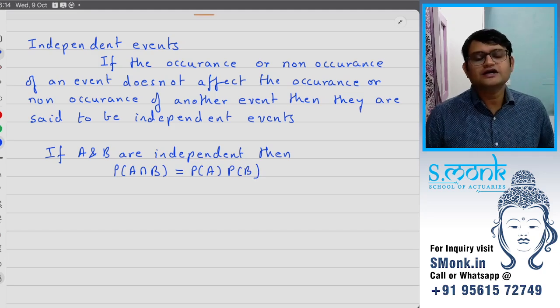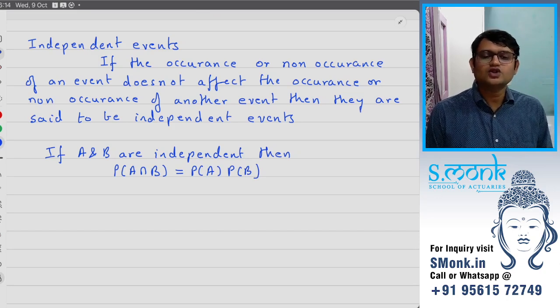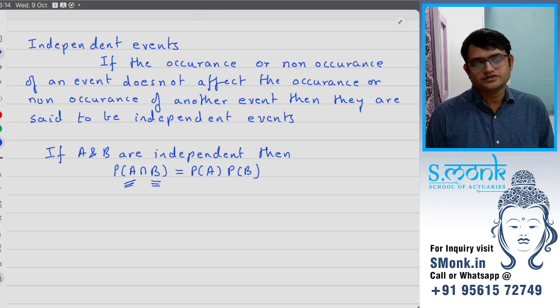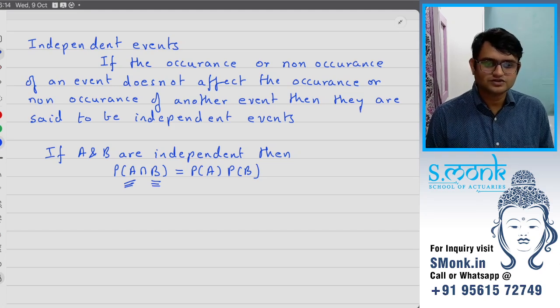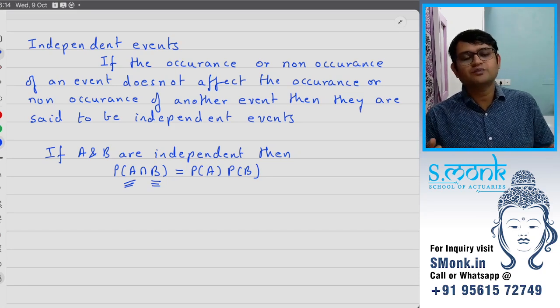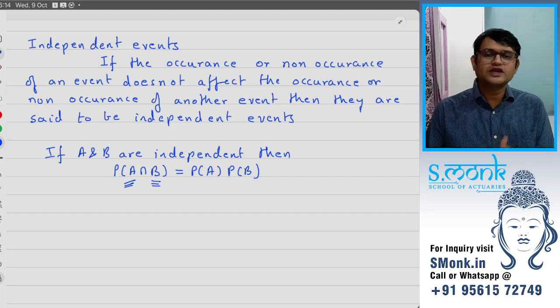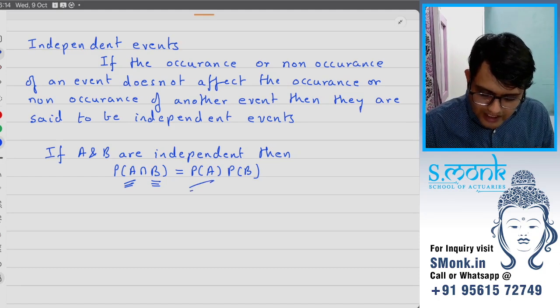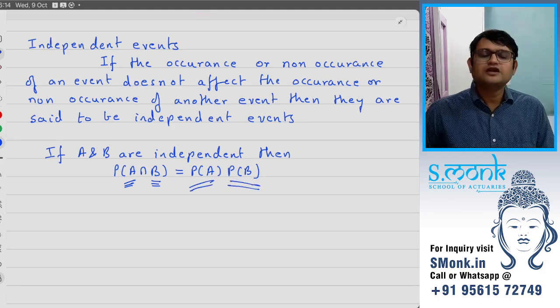Now when I say occurrence and non-occurrence of an event does not affect the occurrence or the non-occurrence of another event, we are usually talking about their probabilities. So I am saying probability that A and B occur together. That is why intersection. Because they are independent, they are not affecting each other. A does not care whether B occurs or not. B does not care whether A occurs or not. So they are independently occurring and we are multiplying their probabilities.